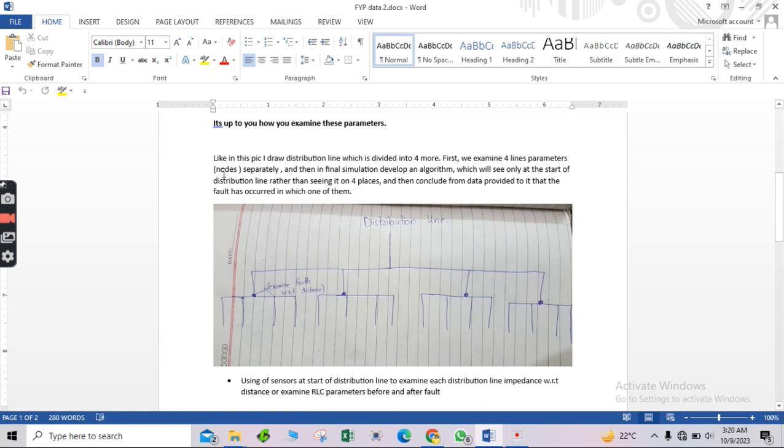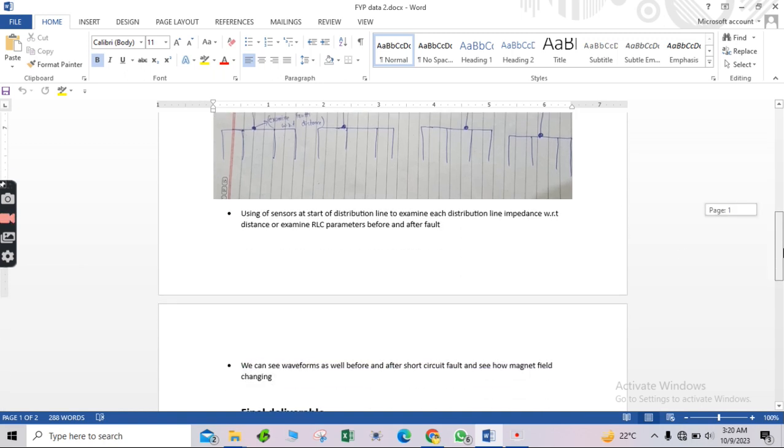So first of all, read what we have to do now. In this picture, I have divided it into 4 parts. First we examine the 4 line parameters separately, and then in the final simulation develop an algorithm which will look at the start of the distribution line rather than at 4 places, then conclude from the data provided that the fault has occurred in one of them. Then we use different sensors at the start of the distribution line to examine each distribution line impedance with respect to the distance, or examine RLC parameters before and after the fault.